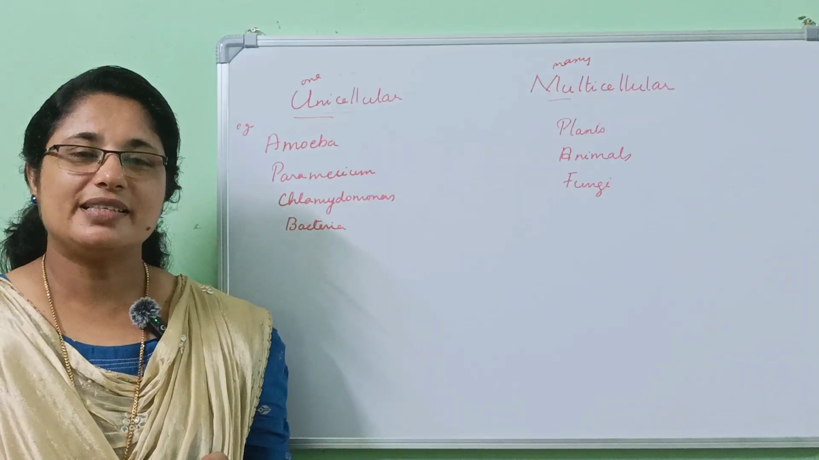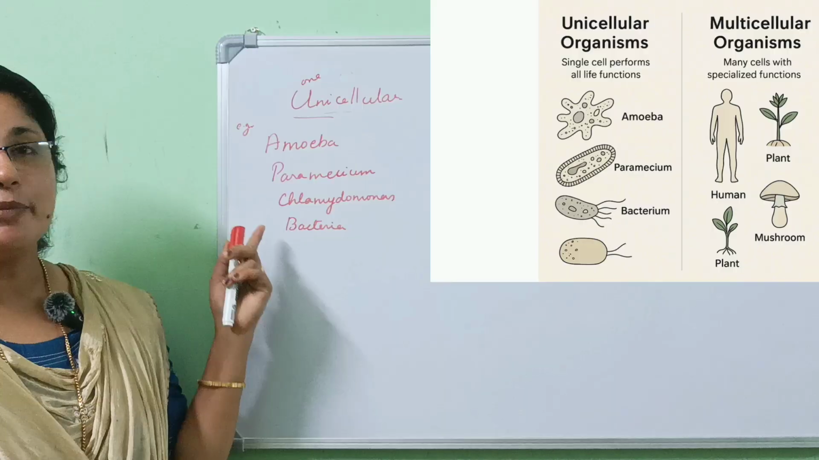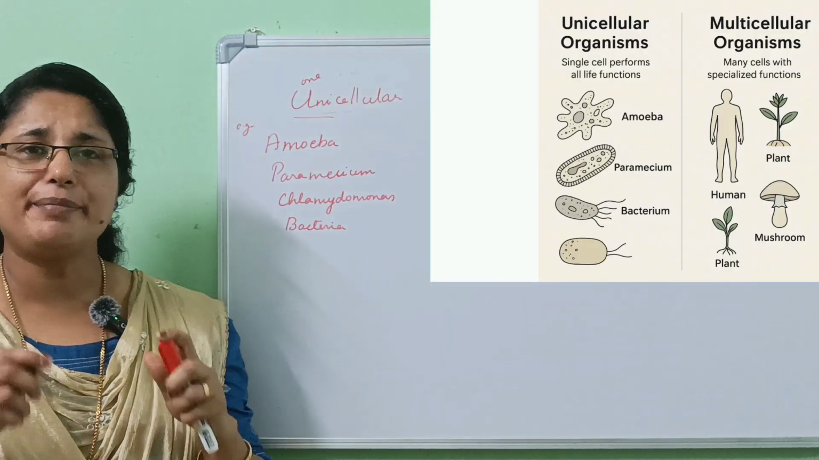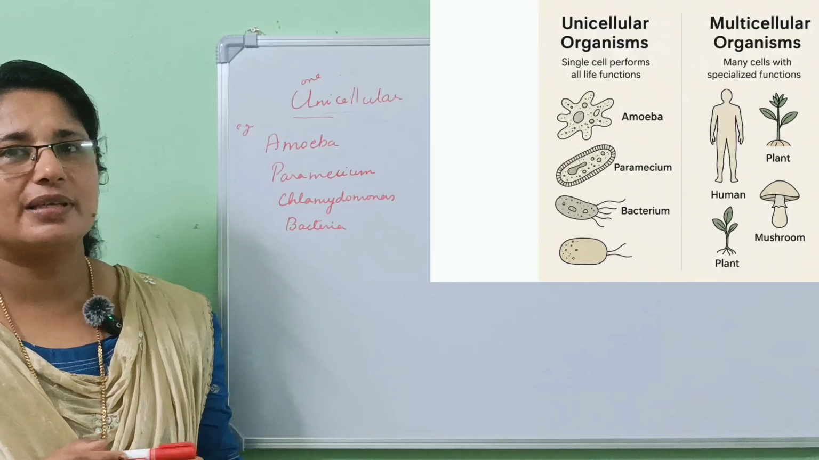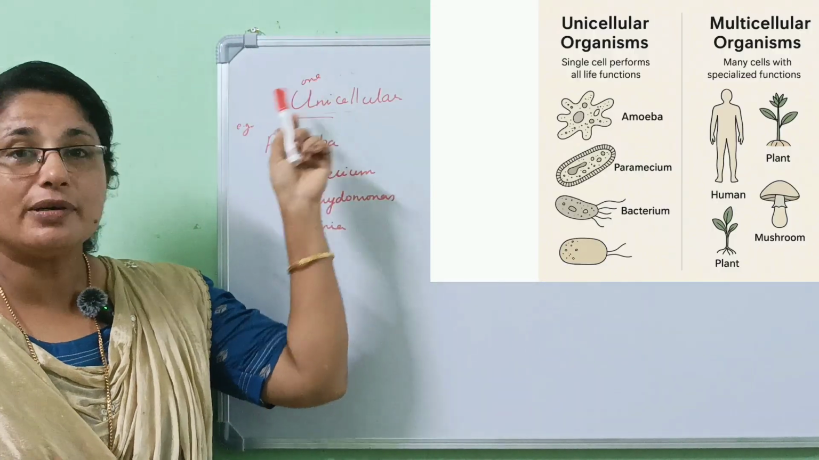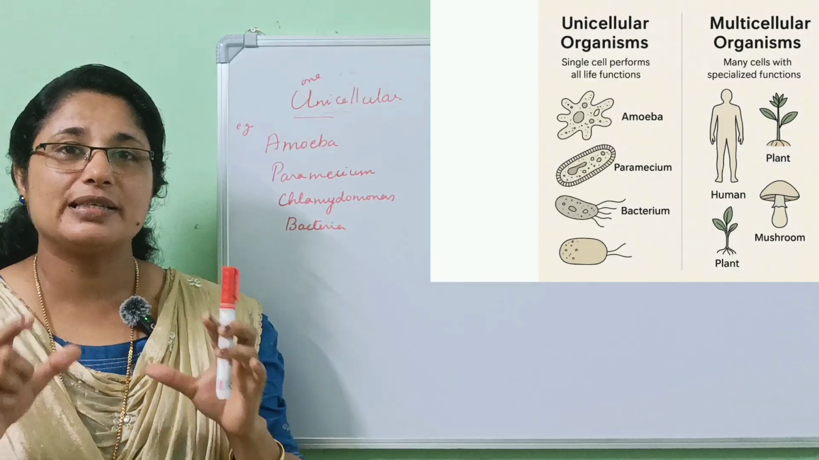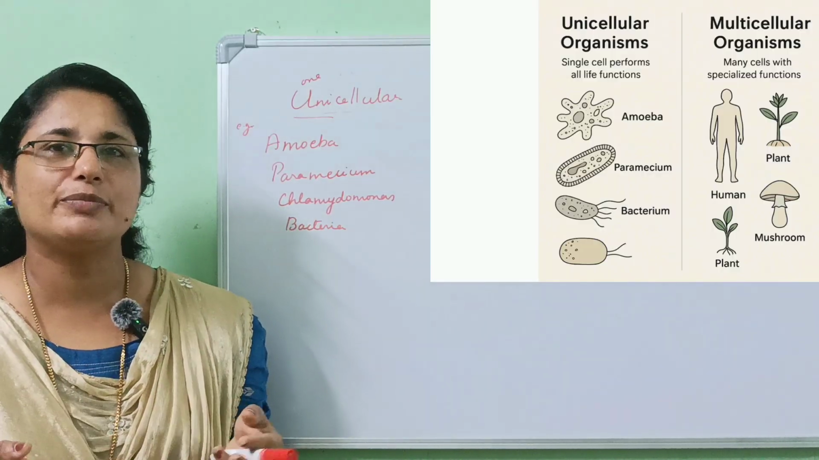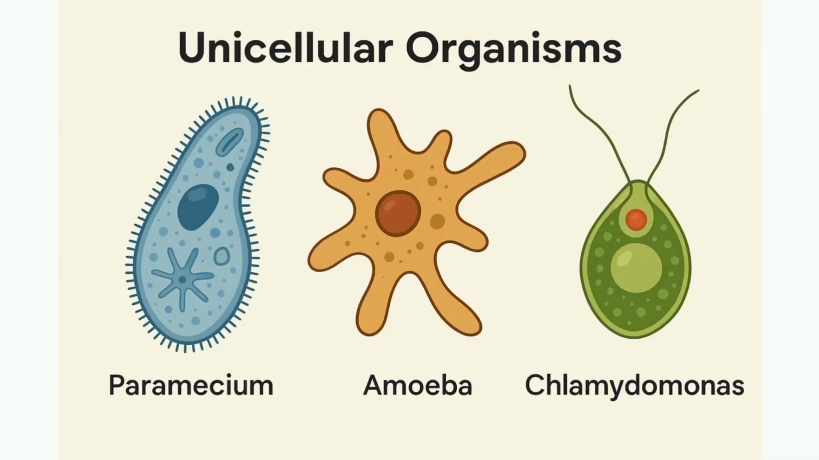Scientists discovered that some organisms like amoeba, paramecium, chlamydomonas, bacteria, etc., are made up of just one cell or a single cell. Such organisms are called unicellular organisms. Uni means one or single. So, the organisms with one cell are called one-celled organisms or unicellular organisms. Examples are amoeba, chlamydomonas, some bacteria, paramecium, etc.